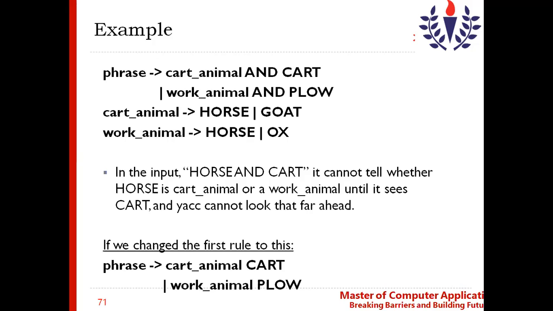Now, what are we supposed to do? To deal with the situation and make it easy for the Yacc to parse the grammar, we make some changes in the rules part. If you look at the example below, on the left hand side of the rule, the right hand side has cart animal followed by cart, or work animal followed by plow. Now the input given for this grammar is horse followed by cart. There is no AND.